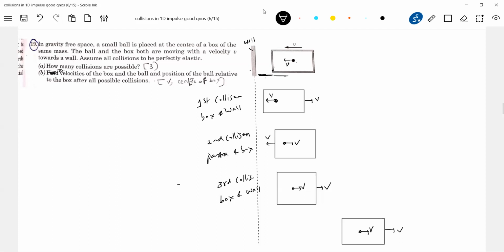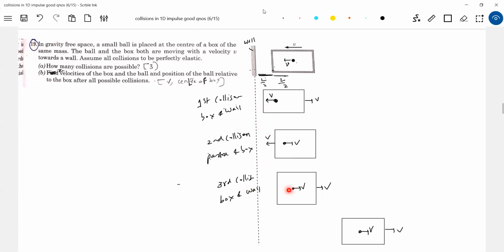Better than making a guess, you assume some value. Let the length of the box be L, initially L by 2. By the time the box reaches the wall, the ball will take this position. The ball will be here. And what is this distance, and it has collided with the wall. Like that, analyze the sequence of diagrams.